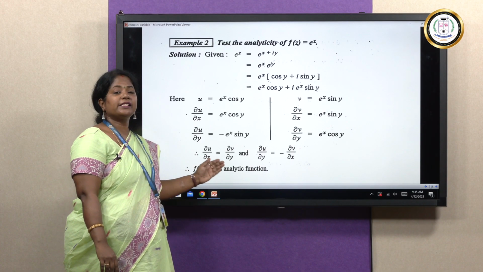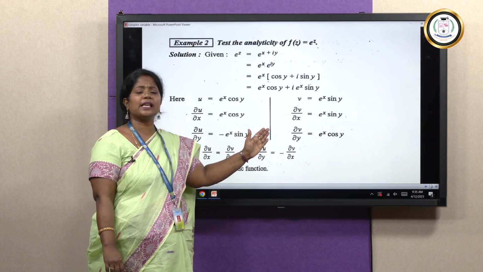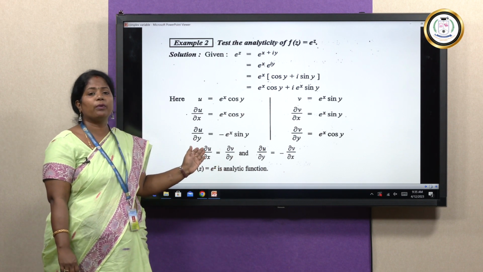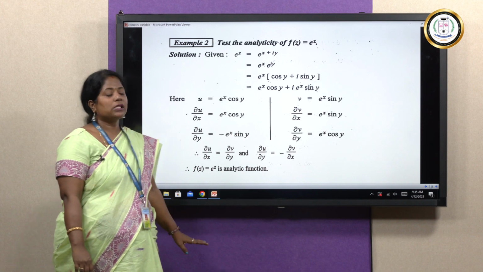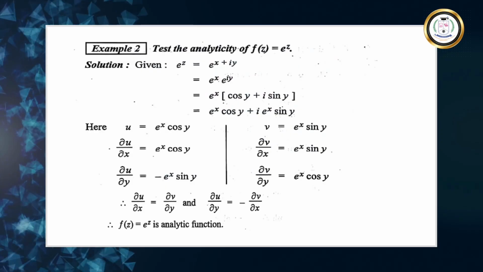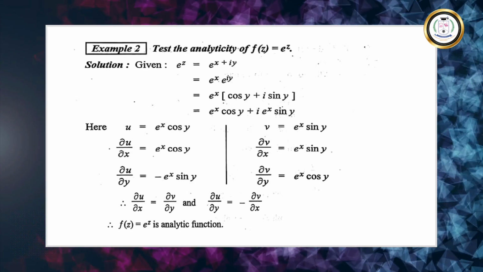Now, checking the CR equations, it is satisfying the CR equations, that is u_x is equal to v_y and u_y is equal to minus v_x. So, hence this function f(z) is equal to e^z is also an analytic function.